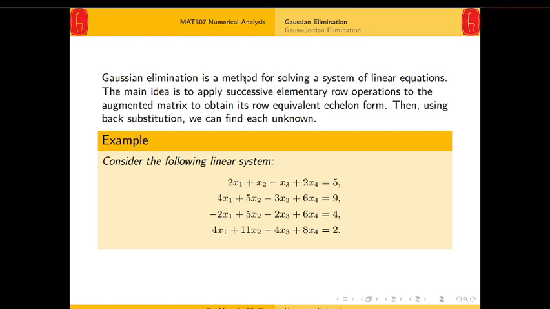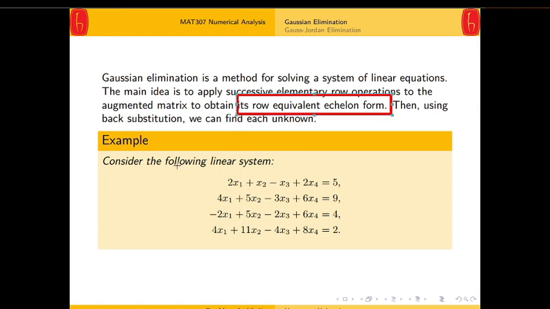Gauss elimination is a method for solving a system of linear equations. The main idea is to apply successive elementary row operations to the augmented matrix to obtain its row equivalent echelon form. Then, using back substitution, we can find each unknown.